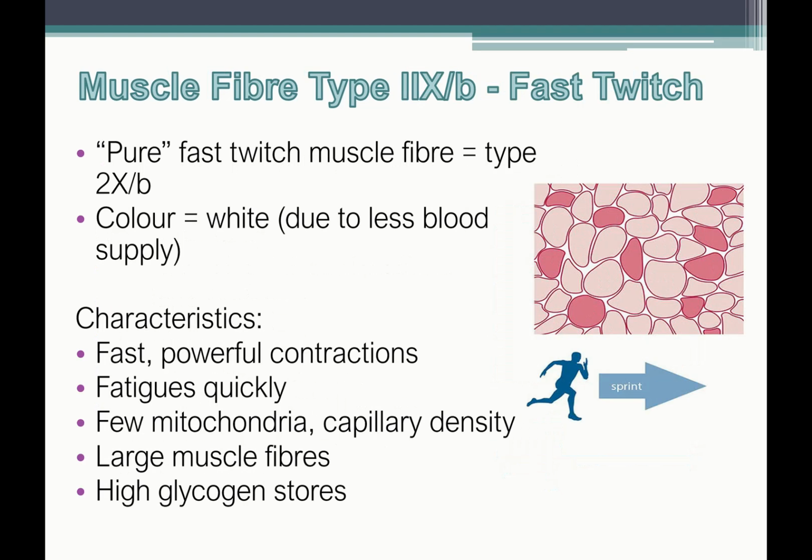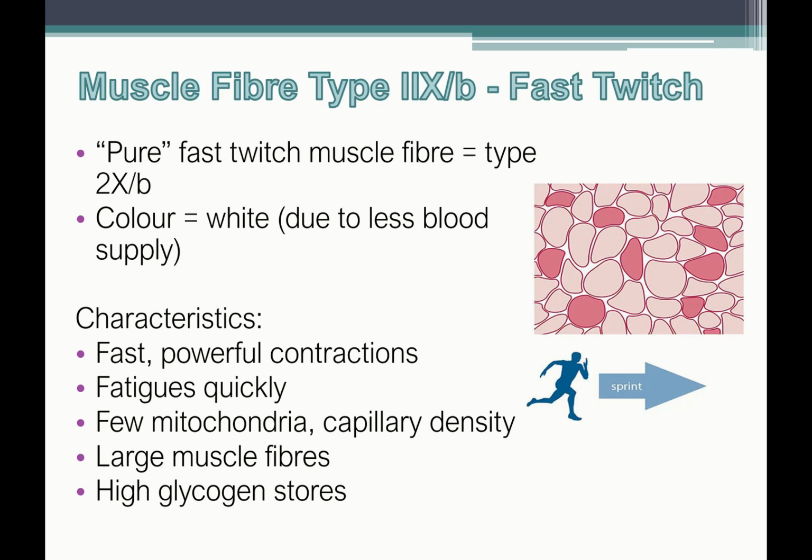Now, at the other end of the spectrum, when it comes to muscle fiber types, we have what's known as a type 2X or type 2B fast twitch fiber. So fast twitch fibers, as the name suggests, are for more fast and explosive type activities. The first thing that you'll notice about a type 2X fiber is the colour difference versus type 1 fibers. The colour is white, and the reason for this is that there is a much reduced blood supply to these type 2X fibers.